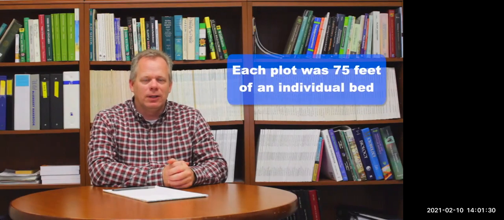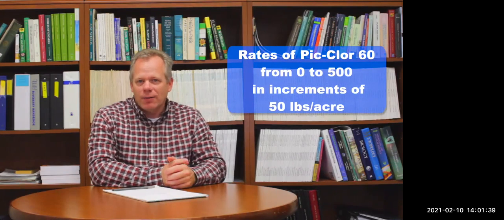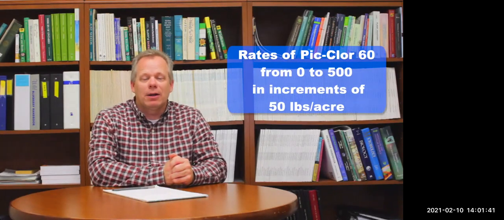For this trial, each plot was 75 feet of an individual bed. It was a replicated trial with 4 replicates. The treatments were rates of Pic-Clor 60 from 0 to 500 in 50 pounds per acre increments, and that is on a treated acre basis.